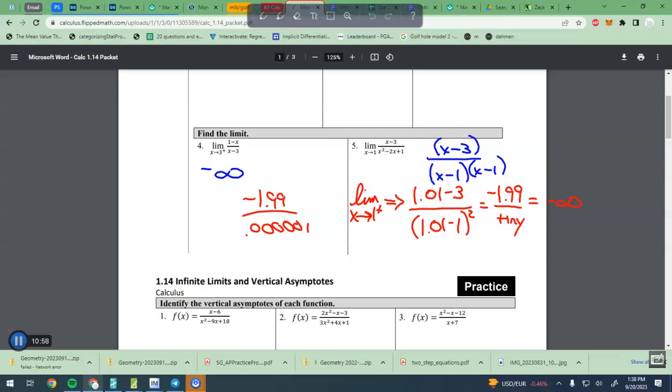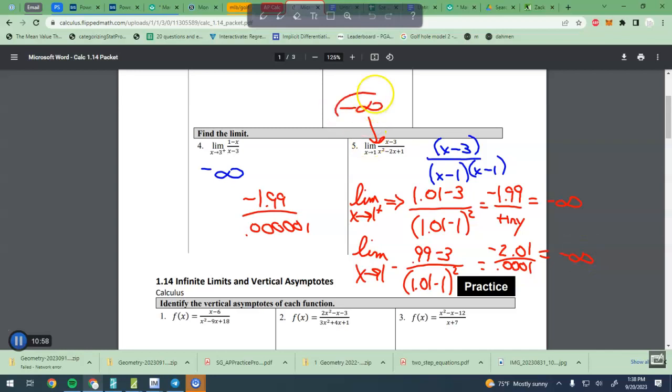We need to check from the left-hand side also, because we're thorough. So that would be 0.99 minus 3 over the same thing. Well, the top is still negative, right? It's a different number, so now it's negative 2.01 over whatever. So you get a big number divided by a tiny number. That's infinity, and it's negative because of that negative sign. So those are both negative infinity, so your overall answer is negative infinity.